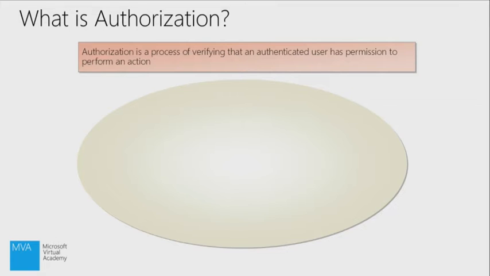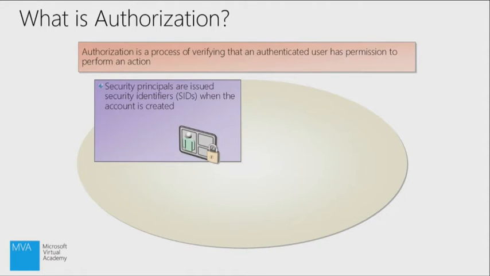Once you've been authenticated, the next step is authorization. Authentication is who you are. Authorization is what you can do. It's the process of verifying that an authenticated user has permission to perform an action. Security principals are issued security identifiers when the account is created. In the case of Windows and Active Directory, a SID is the term you'll see used most frequently.